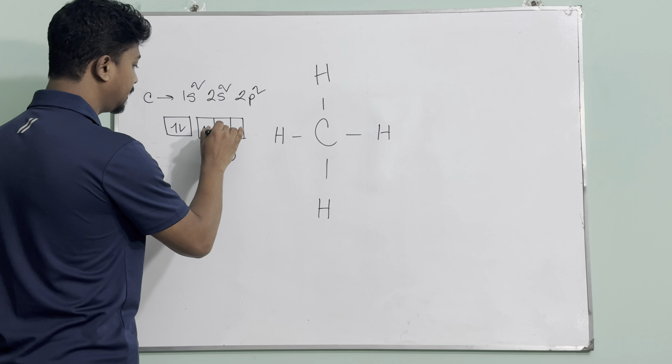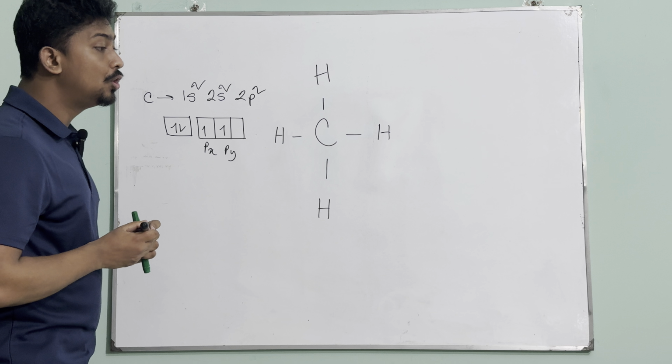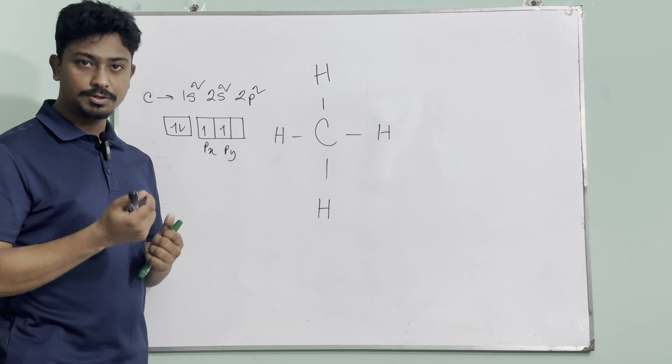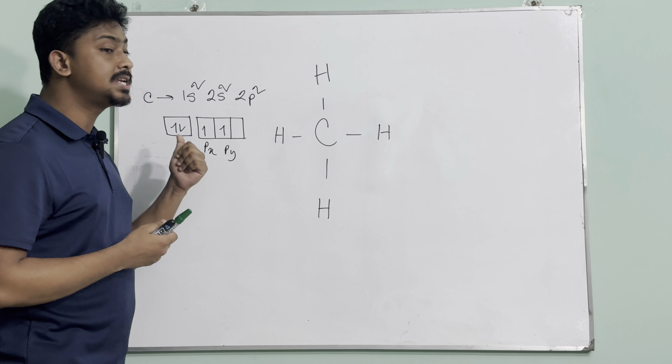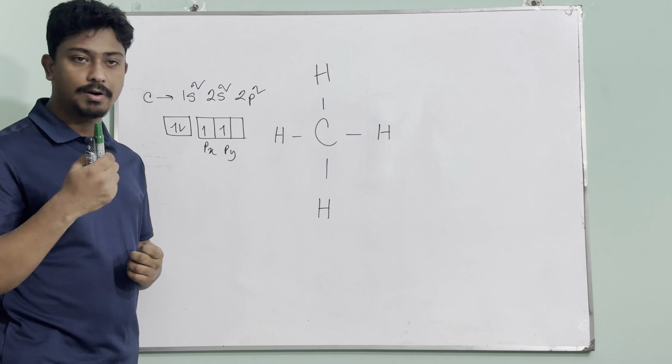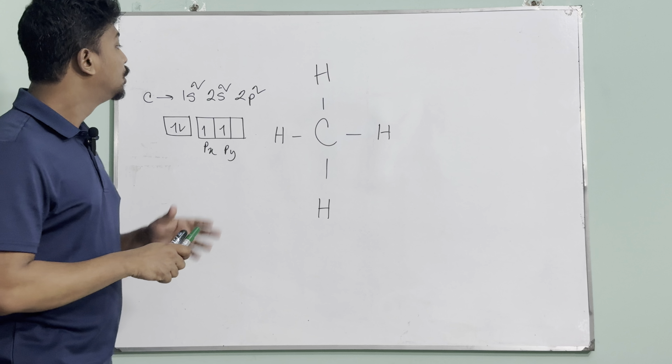We have unpaired electrons. Now we know that to form covalent bonds, an atom must have unpaired electrons available, right? So our carbon has unpaired electrons, but it has 2 unpaired electrons. That is, one of them is in px and one of them is in py. So electrons from another atom will be shared here and shared here, and they will form covalent bonds.